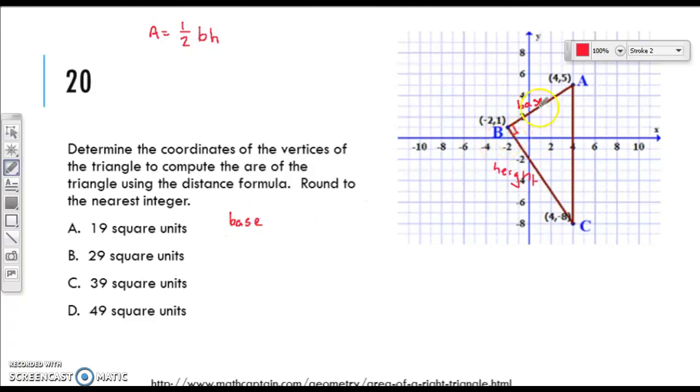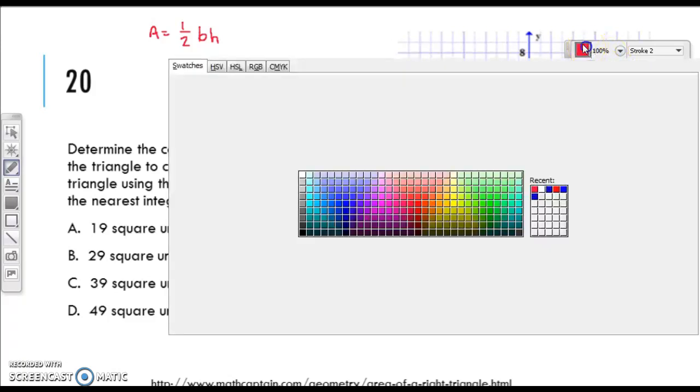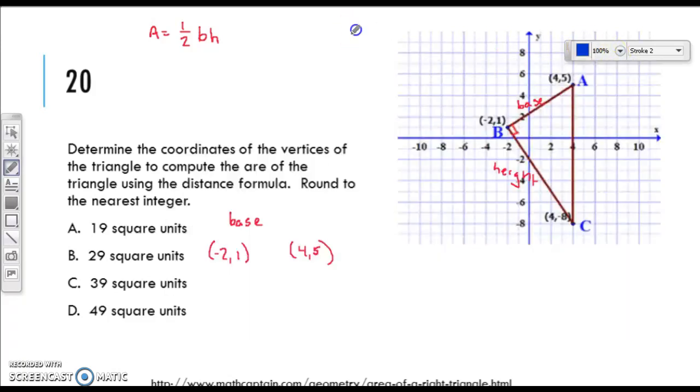And the coordinates for the points at the base are (-2, 1) and (4, 5). Now remember, it doesn't matter which one I write first. What I'm going to do here is call one of them x1, y1, and I'm just naming them, just like your name might be Larry or George or Harry. These are just names. It doesn't mean I'm doing anything to them. And then I'm going to plug that into the distance formula.